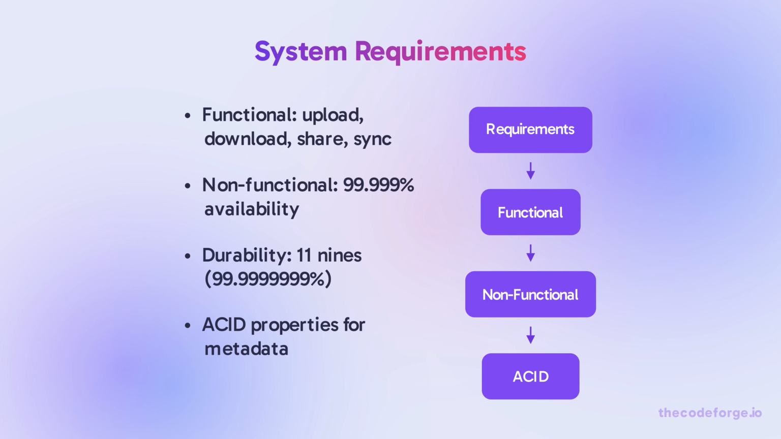Before writing code, define system requirements. Functional requirements include upload, download, share, and sync across devices. Non-functional requirements include 99.999% availability, 5 minutes downtime per year, and 11 nines durability. ACID properties ensure metadata operations don't corrupt data. Write requirements as executable assertions and test them.